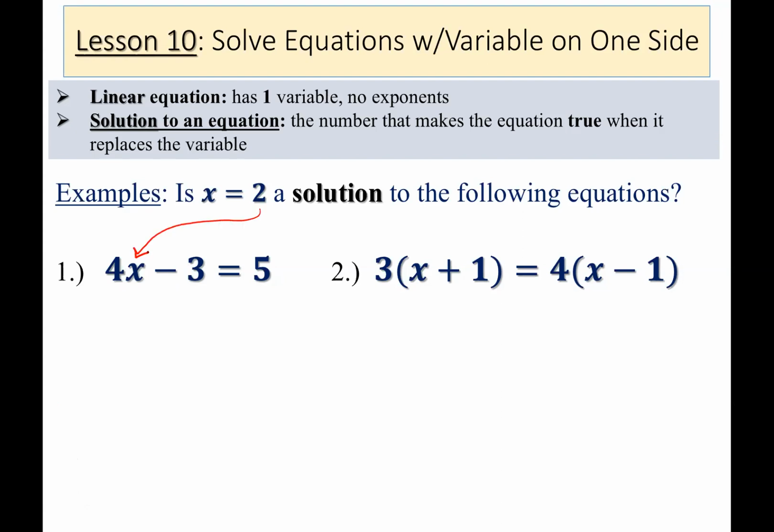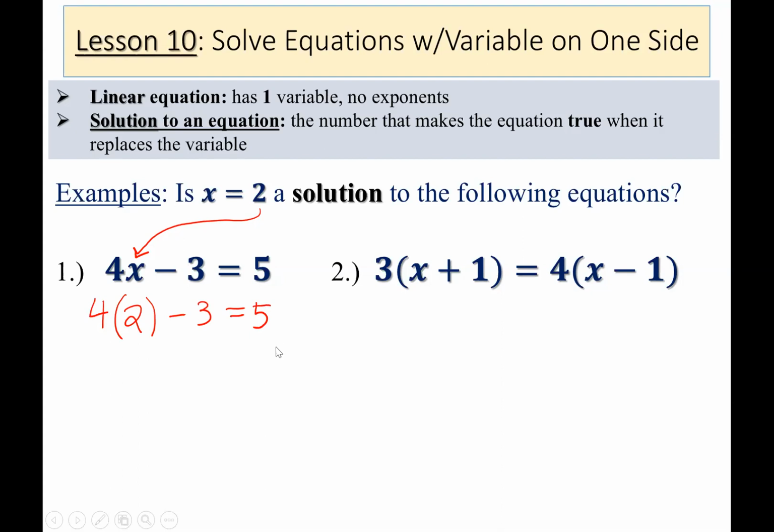So what I'm going to do is replace the x in this equation with our potential solution, which is 2. Again, the question is, is x equals 2 a solution to the following equation? Our equation 4x minus 3 equals 5, I'm going to replace the x with 2. So what I'm writing now is instead of 4x, I'm going to write 4 times 2, and then minus 3 equals 5. I've put the 2 in parentheses. 4x really just does mean 4 times x. So what I have again is 4 times 2 minus 3 equals 5.